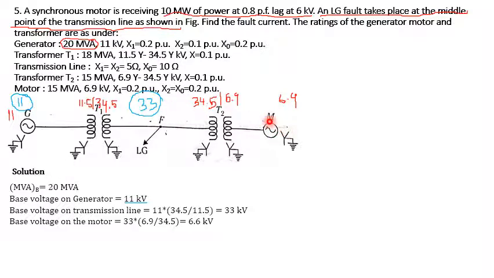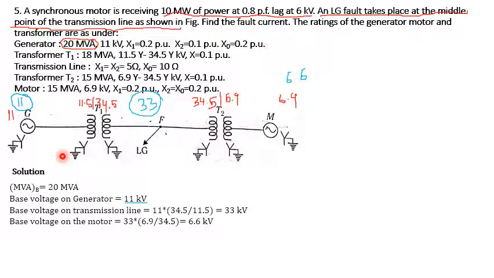Now we have to calculate the motor voltage. The new value on the motor side is 33 times the LV rating divided by the HV rating of transformer T2, that is 6.9 divided by 34.5, which gives 6.6 kV. So 6.6 is the new value. The new value on generator G1 is 11, for the transmission line it is 33, and for the motor it is 6.6. Actual values are different except for generator G1.